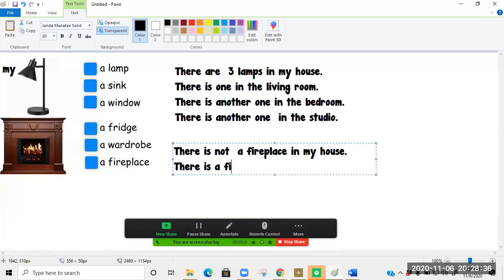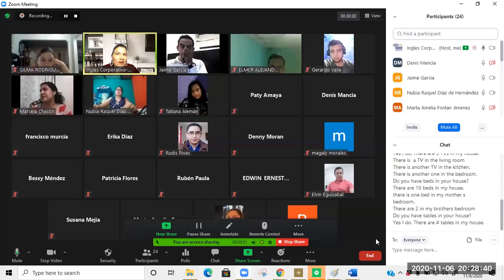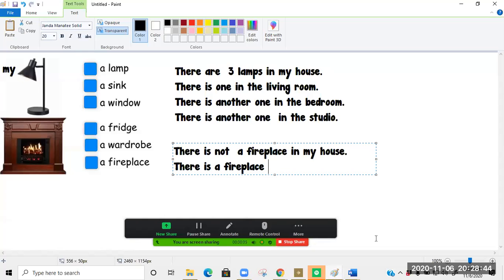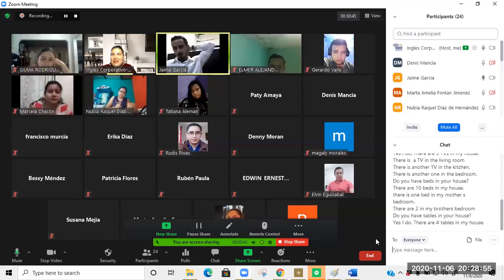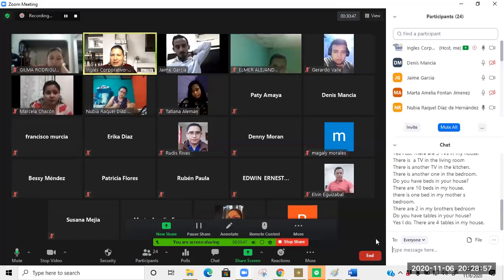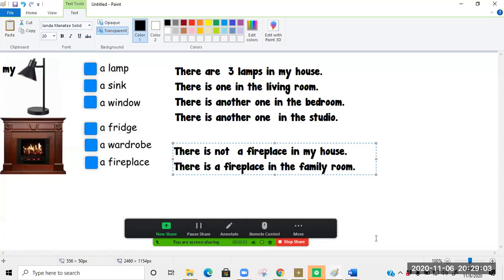Otro ejemplo con fireplace. There is a fireplace. ¿A dónde podría estar el fireplace? ¿Dónde podría haber una chimenea? Where? The family living room. Very good. In the family room. There is a fireplace in the family room. Excellent. Cuarto familiar, en la sala. Okay, yes, very good. Good job.